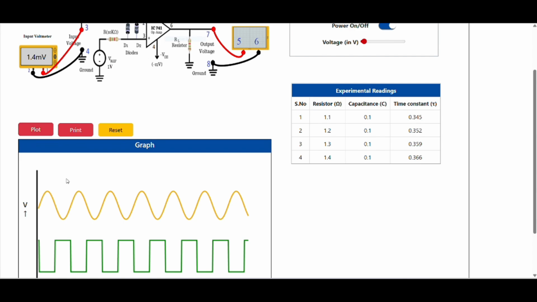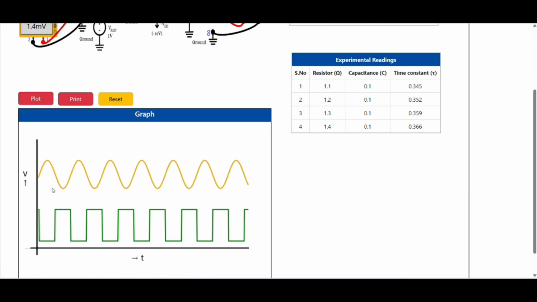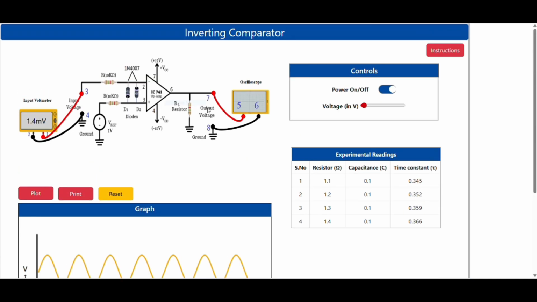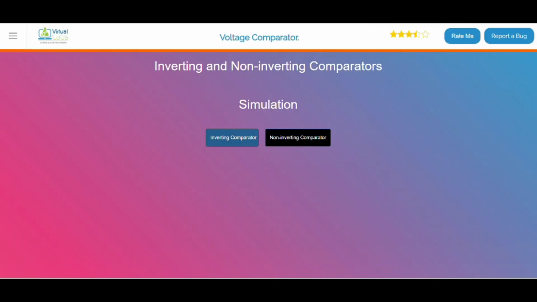This is the graph of the inverting comparator. When the input voltage is greater than the reference voltage, the output is low. When the input voltage is less than the reference voltage, the output is high. The yellow wave is the sine wave and the green wave is the square wave. Next we are going to see about the non-inverting comparator.